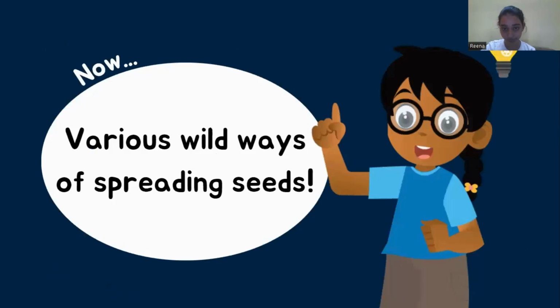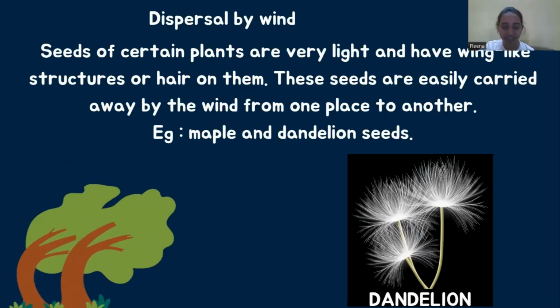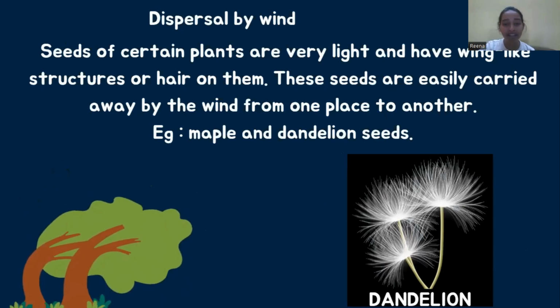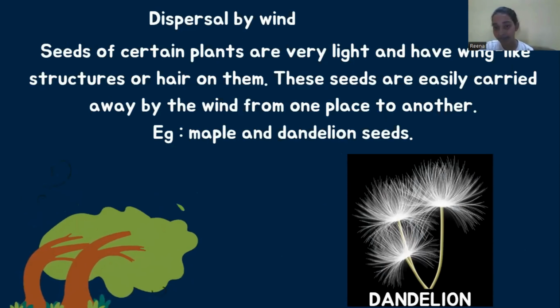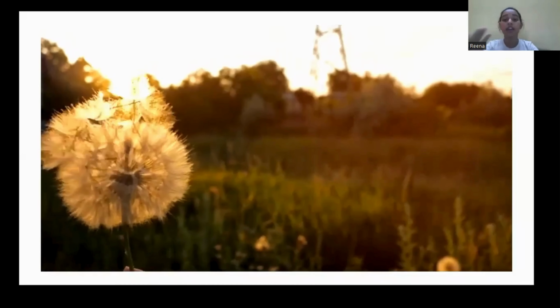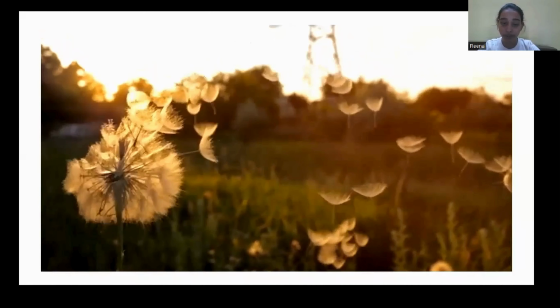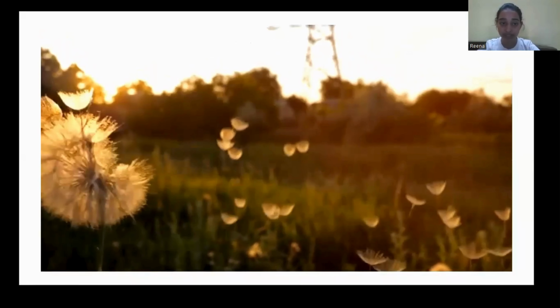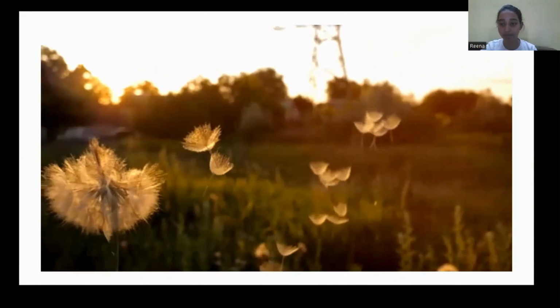What are the different ways of seed dispersal? Now we are going to learn that. So firstly, guys, dispersal by wind. Seeds of certain plants are very light and have wing-like structures or hair on them. These seeds are easily carried away by the wind from one place to another. Example, maple and dandelion seeds. This is the picture of how dandelion seeds and the maple seeds are blown away by the wind. You can see that. And then they plant again, and then there are so many dandelions or maple.